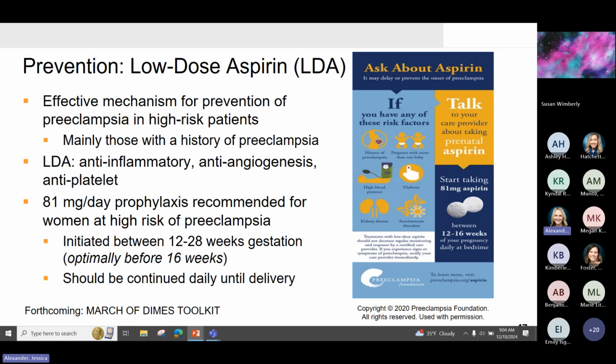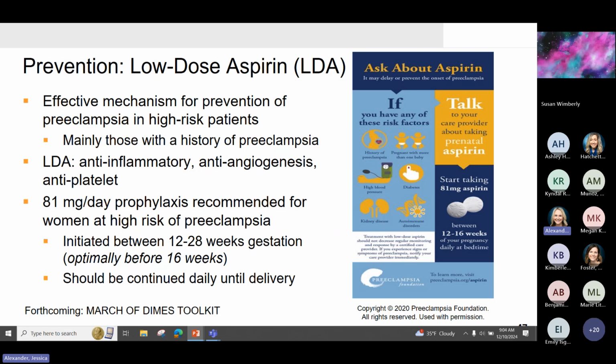Prevention, low-dose aspirin has pretty much become standard now on patients who have identified risk factors. It's an effective mechanism for prevention of preeclampsia, certainly in high-risk patients, mainly those with a history of preeclampsia. Its benefit is anti-inflammatory, anti-angiogenesis, and antiplatelet. 81 milligrams per day prophylaxis is recommended for women at high risk for preeclampsia, initiated between 12 and 28 weeks, optimally before 16, and continued daily until delivery.